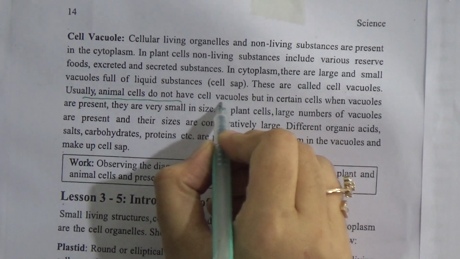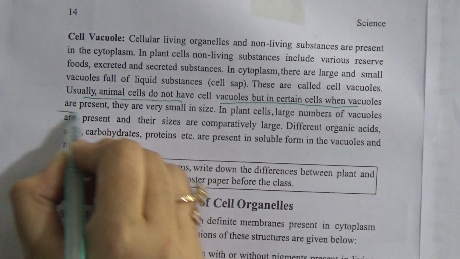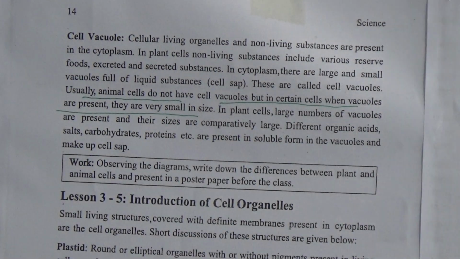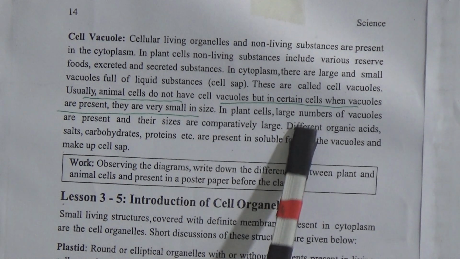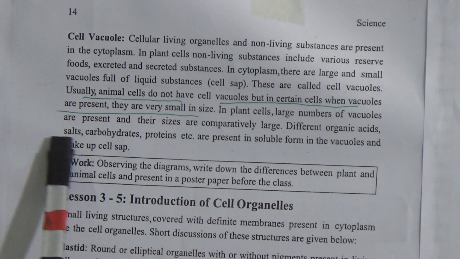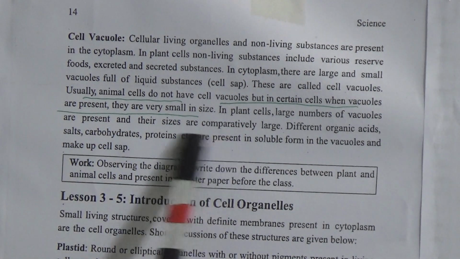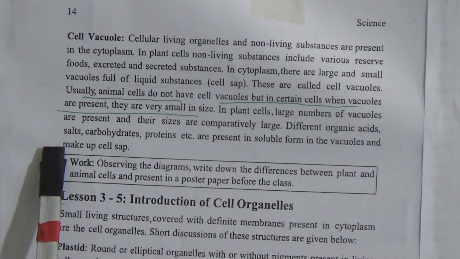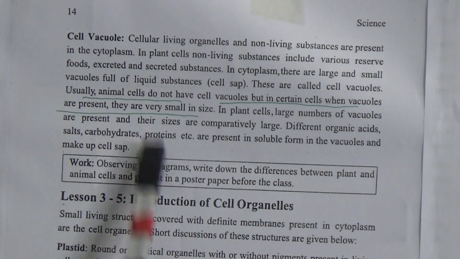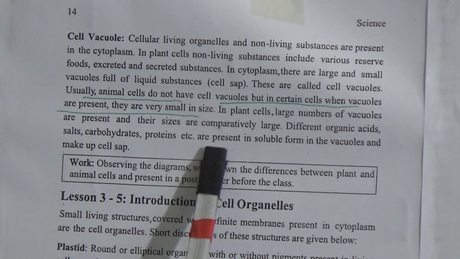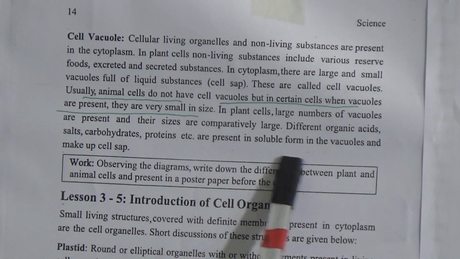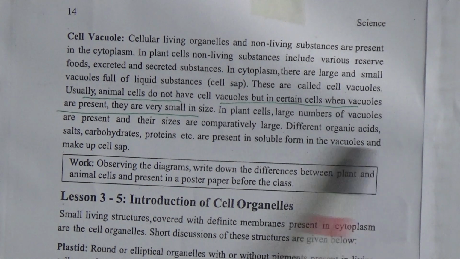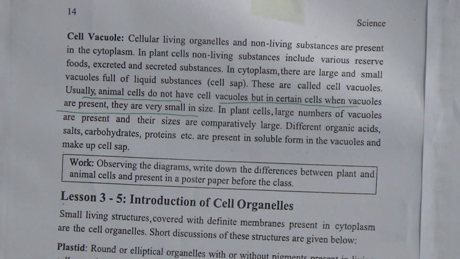Underline this line, students. In plant cells, a large number of vacuoles are present and their size is comparatively large. Different organic acids, salt, carbohydrates, protein, etc. are present in soluble form in the vacuoles and make up cell sap.